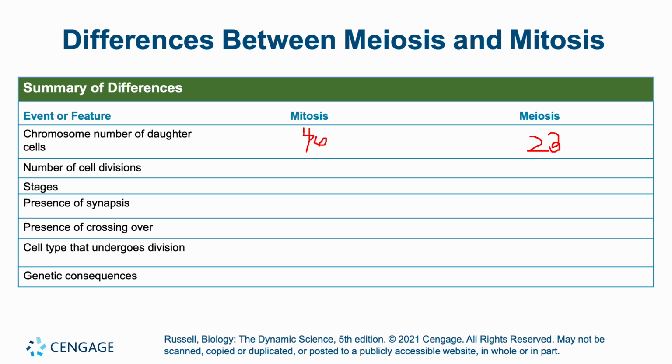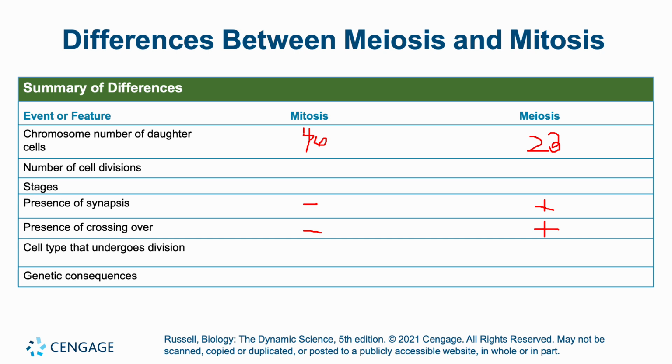And then, the presence of synapsis, of course, it is absent in mitosis and it is present in meiosis. For the presence of crossing over, again, absent in mitosis but present in meiosis. So, both synapsis and crossing over, they happen during what phase of meiosis? Very good. It happens during prophase 1.